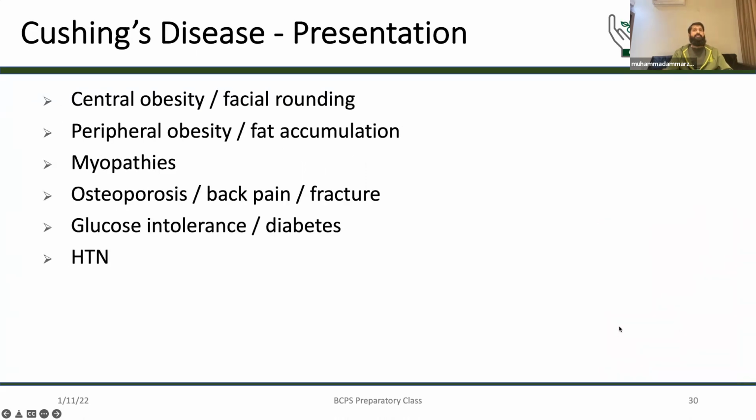So in Cushing disease, the presentation of the patient is with central obesity or facial rounding, and the patient would have peripheral obesity, fat accumulation in the periphery. There would be myopathies. There is an increased risk of osteoporosis, back pain, and fractures. The patient could have glucose intolerance and diabetes, as well as hypertension.